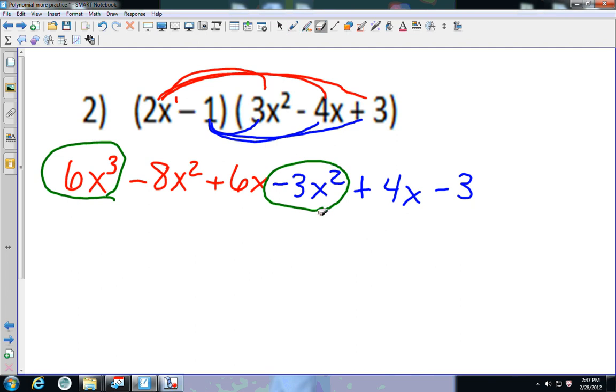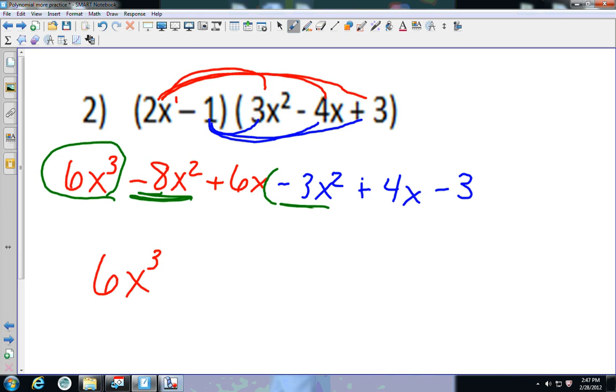Oop. Let me do this, negative 3x squared. That's supposed to be negative 3x squared. Okay, so I don't have any other x cubes, so I've got 6x cubed. Now let's try this. I've got negative 8x squared and negative 3x squared. Okay, so I put my x squareds together, and I have negative 11x squared.